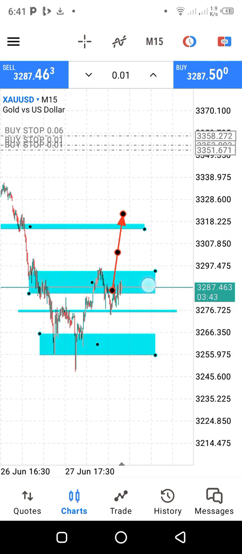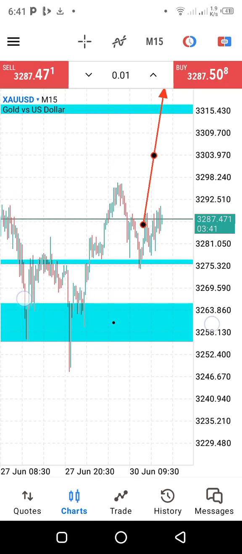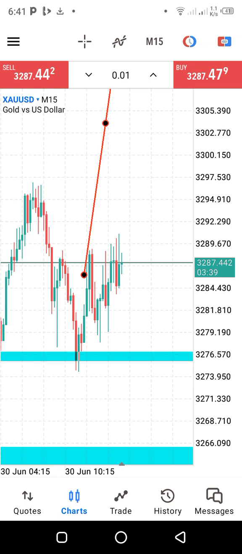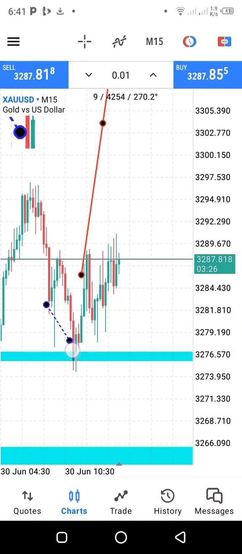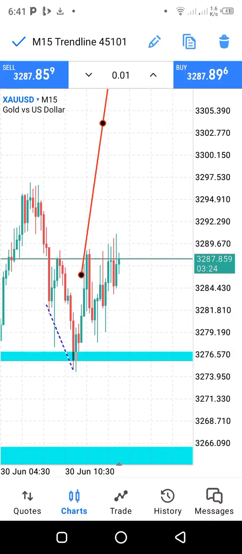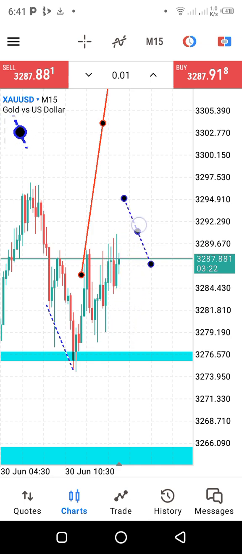On the M15, we have a supply level here. Market has failed to break it multiple times. I don't know, you can take entries. Let me first see. So we have a kind of a QM pattern here, right? QM pattern. So what does a high time frame tell us?